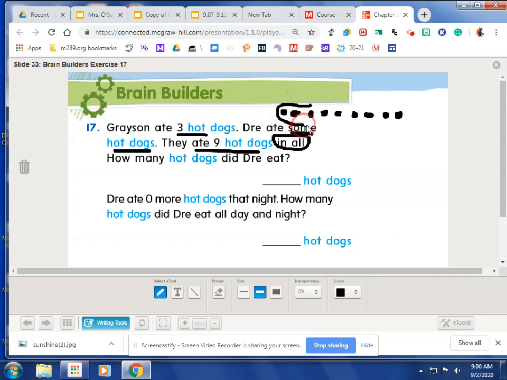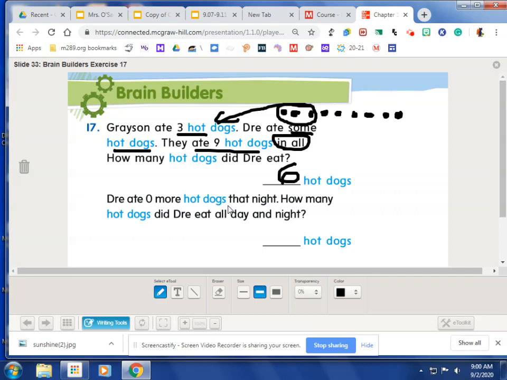Okay, so if I know Grayson ate 3 hot dogs, I'm going to circle 3 because this goes with the 3 hot dogs that Grayson ate. How many are left? 1, 2, 3, 4, 5, 6. So that means that Dre ate 6 hot dogs. All right, there's more to the problem though.